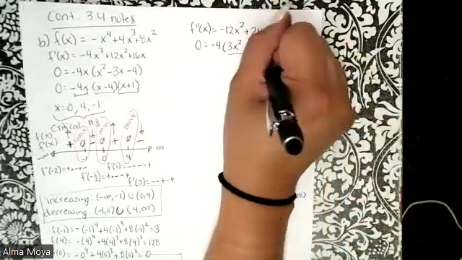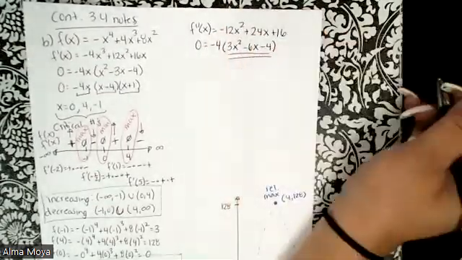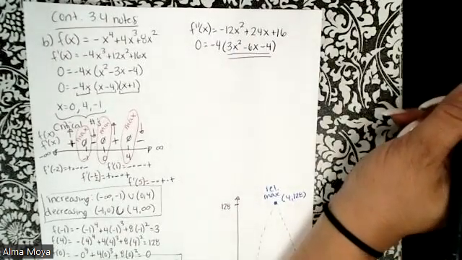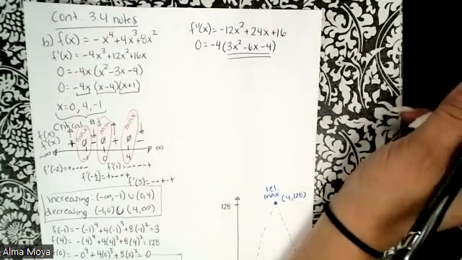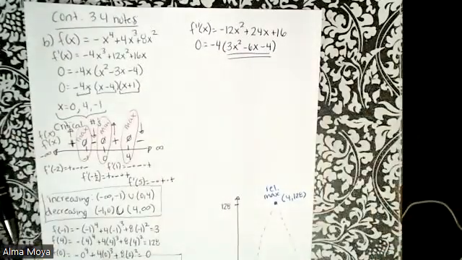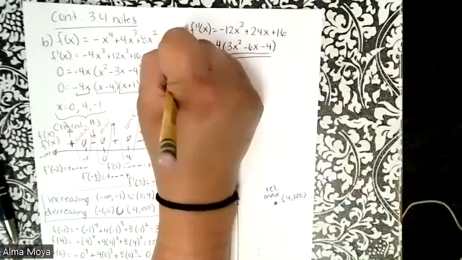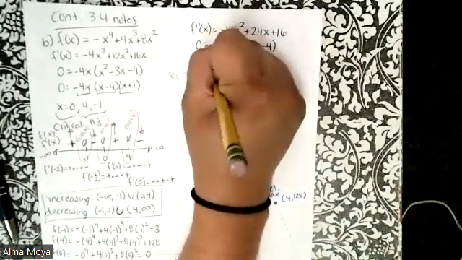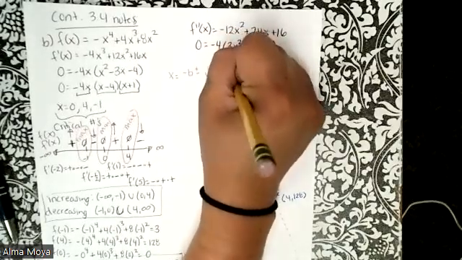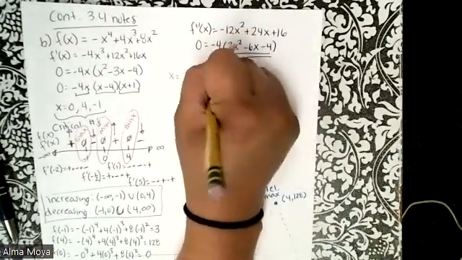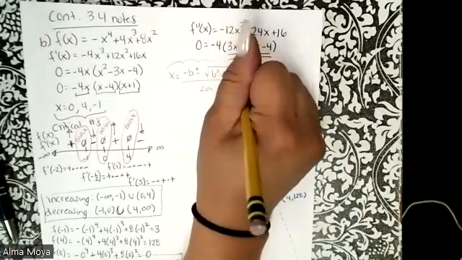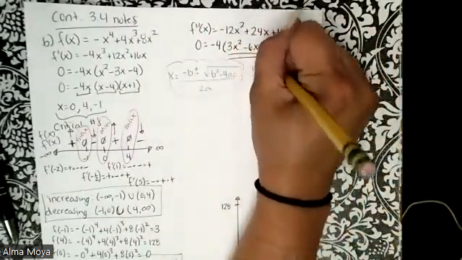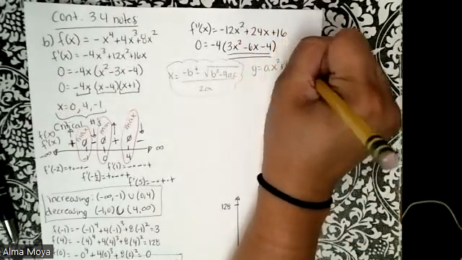Now, if you try to factor this part, you're not going to be able to factor it. So if you cannot factor it, we have to turn to the quadratic formula. In case you forgot, the quadratic formula states x is equal to -b plus or minus square root of b squared minus 4ac, all over 2a. So that is the quadratic formula.